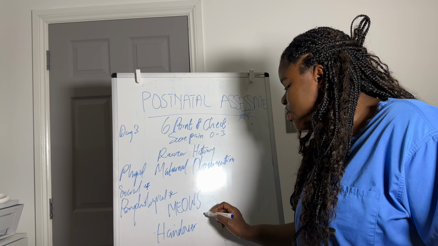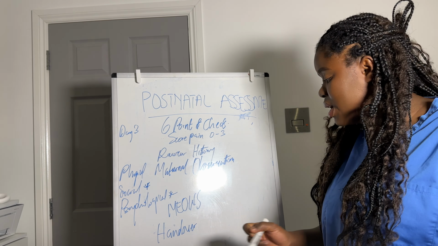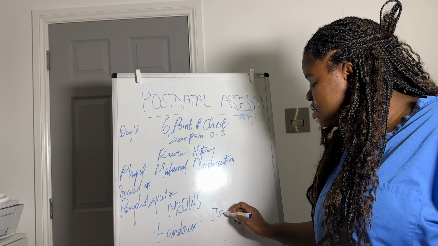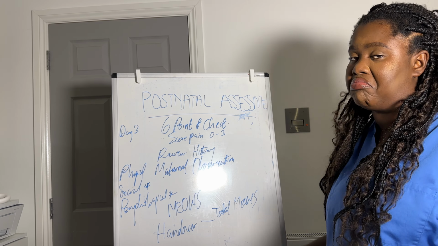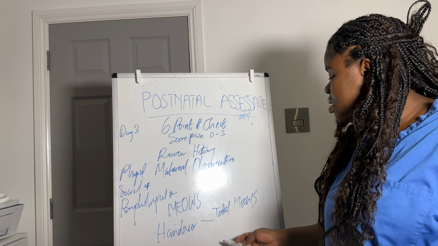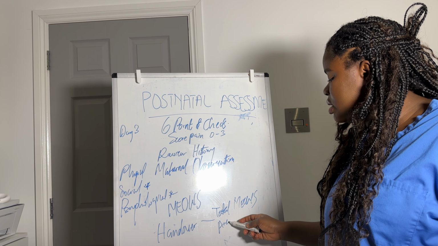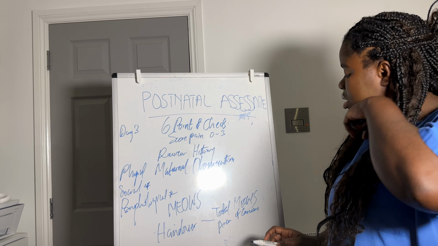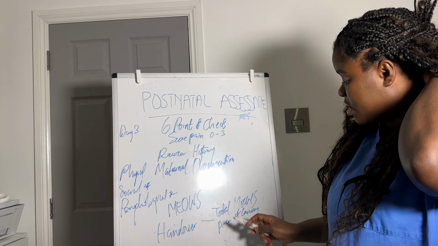Please, when handing over, what are the things you are going to hand over? Total meals. Verbalize the total meals. Examiner, my total meals is 2 amber, 2 red. Maybe. Then area of concern. What is the area of concern? Maybe examiner, my area of concern is my patient has perineal wound that looks infected.